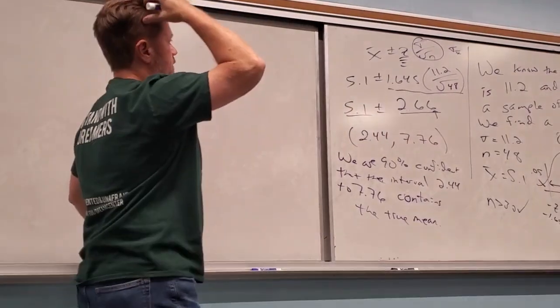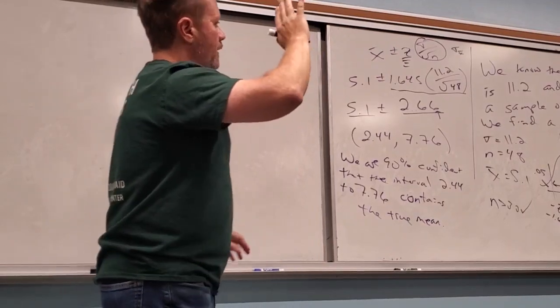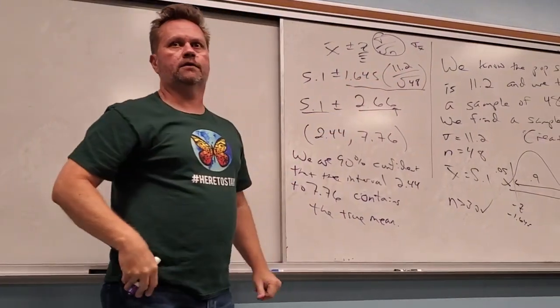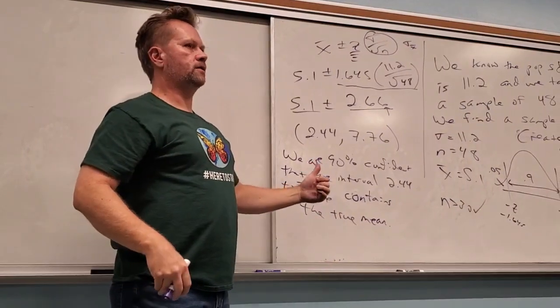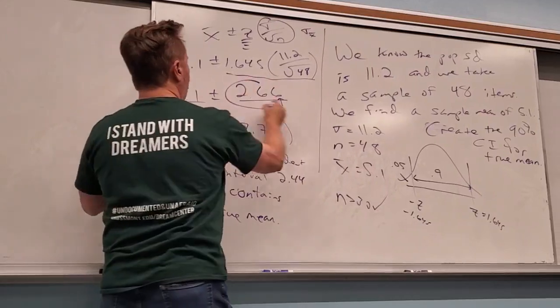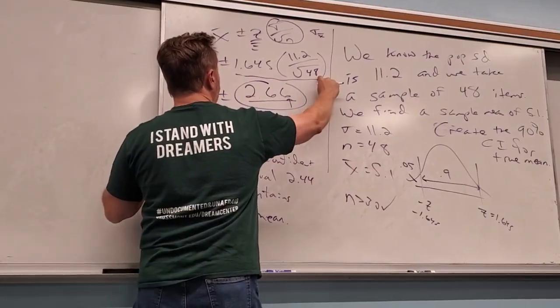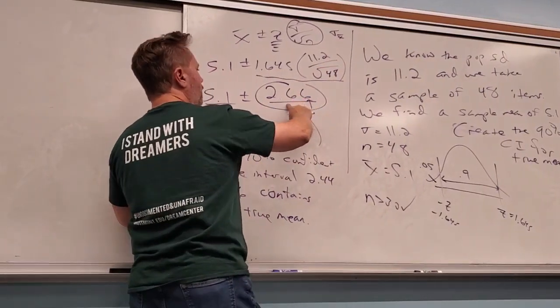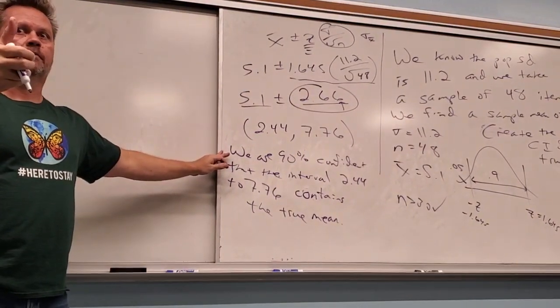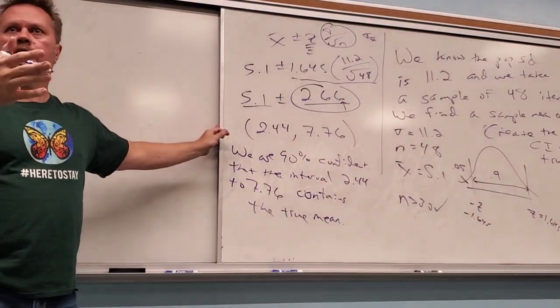Now, real quick, can you tell me if I have a sample size of 48 in this, what error does that lead to? What was the error here? What's the error? 2.66. So when the sample size is 48, it leads to an error of 2.66. You guys with me? That's just the math, that's how it worked out.